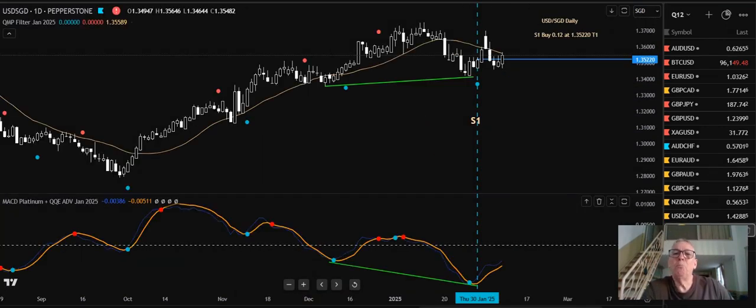And we've got the USD Singapore dollar. We're at a buy here. Sequence 1, MACD Platinum below the 0 level, hidden bullish divergence. Sound like a broken record, I know.